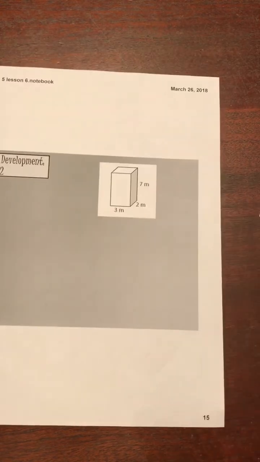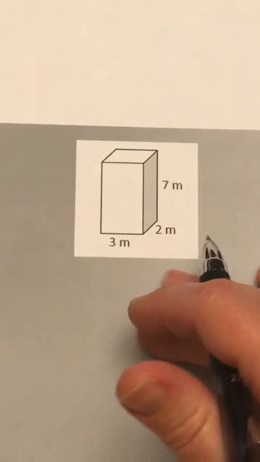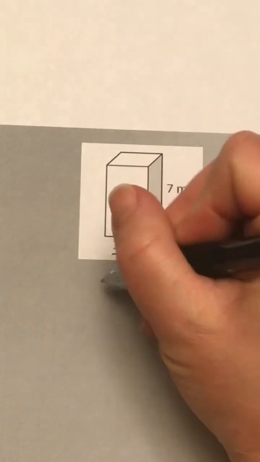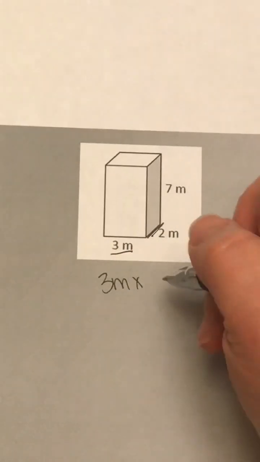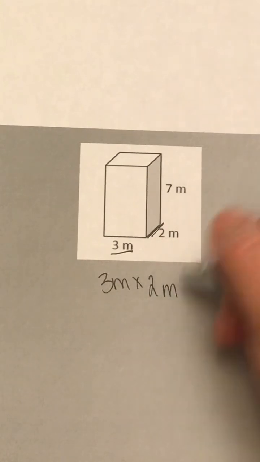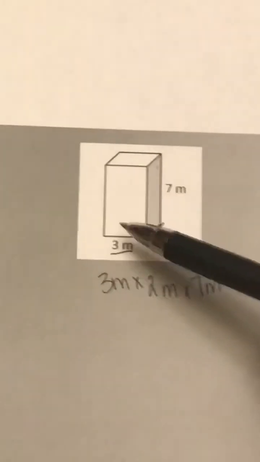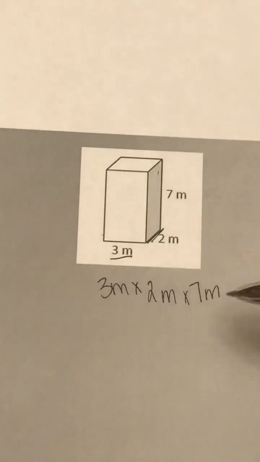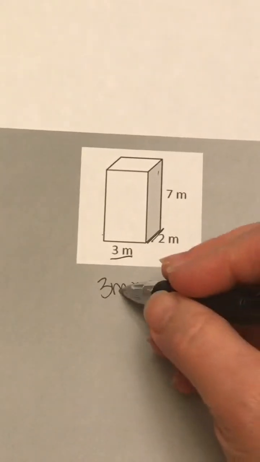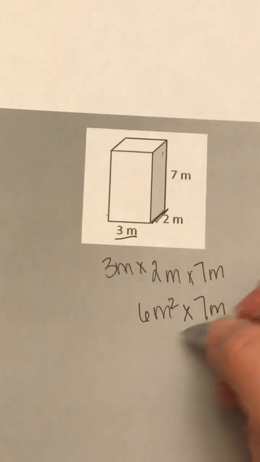Okay, so this time we're just given the structure and asked to find the volume. So from all of the work that we've done, we know that the volume is the width times the length times the height, or as I like to think of it, across the front, how many rows and how many layers. Okay, when I do that, I get 3 times 2 equals 6 meters, times 7 meters equals 42 cubic meters.